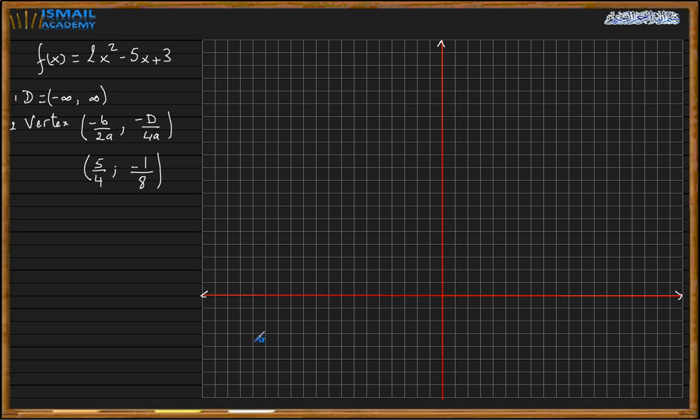So this will be my vertex. I'm going to show you where I will put my vertex. The x coordinate is 1.25, so this is 1, this is a half, so it's almost a quarter here. And the y is minus 1/8, so it's going to be somewhere here. Let's assume it's here. This is going to be my vertex, so I will name it 5/4, minus 1/8.